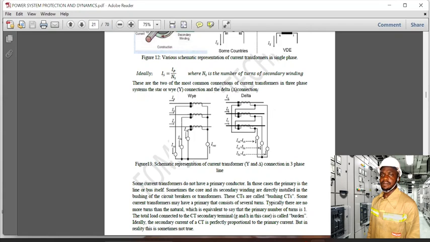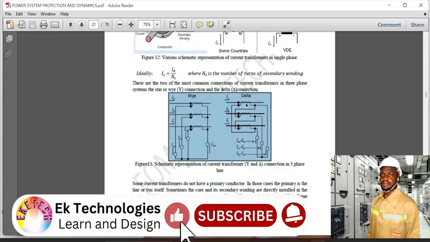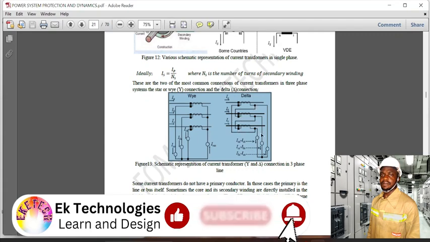Okay, then the delta, you know the delta. For the delta, the output of one winding is the input of the next.